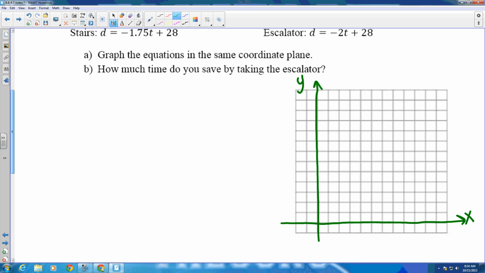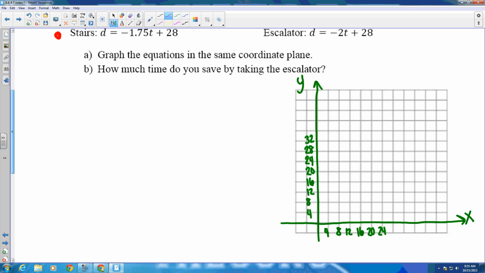I'm going to go by 4s on the y-axis. We have to get up to 28 on both of them. And on the x's, I'm going to go by 4s as well, just keep it consistent. Okay, so let's do, the stairs are going to be red.